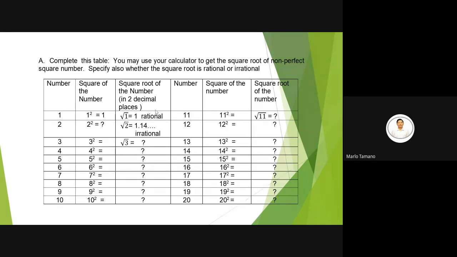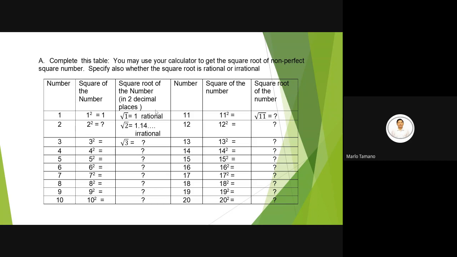Di ba yung cellphone ninyo may calculator? You may use your calculator or your Android cellphone. It has a calculator to get the square root of non-perfect square numbers. Now, specify also whether the square root is rational or irrational.